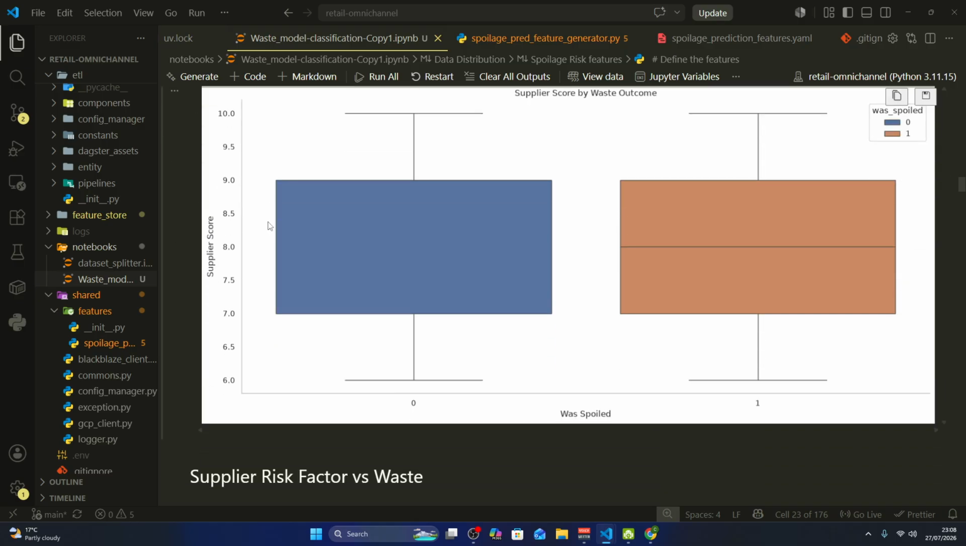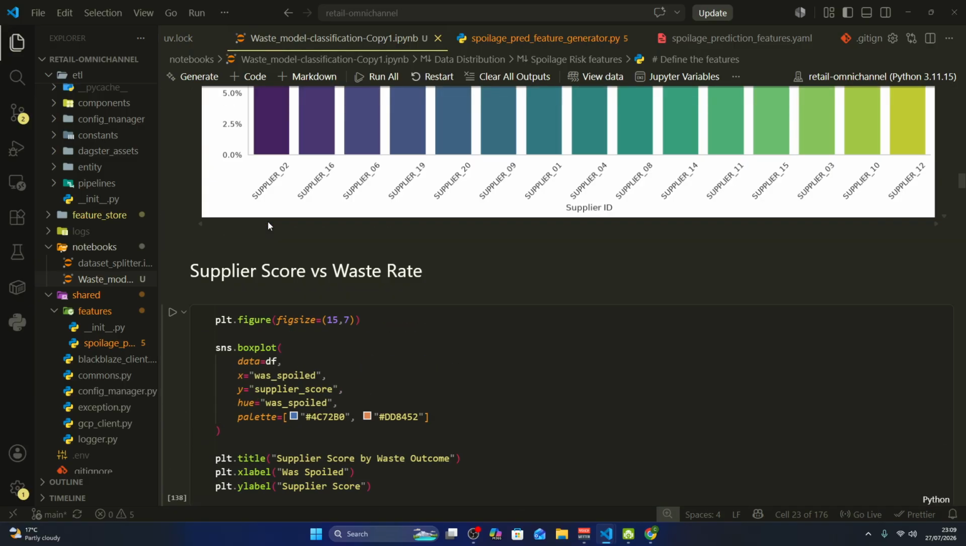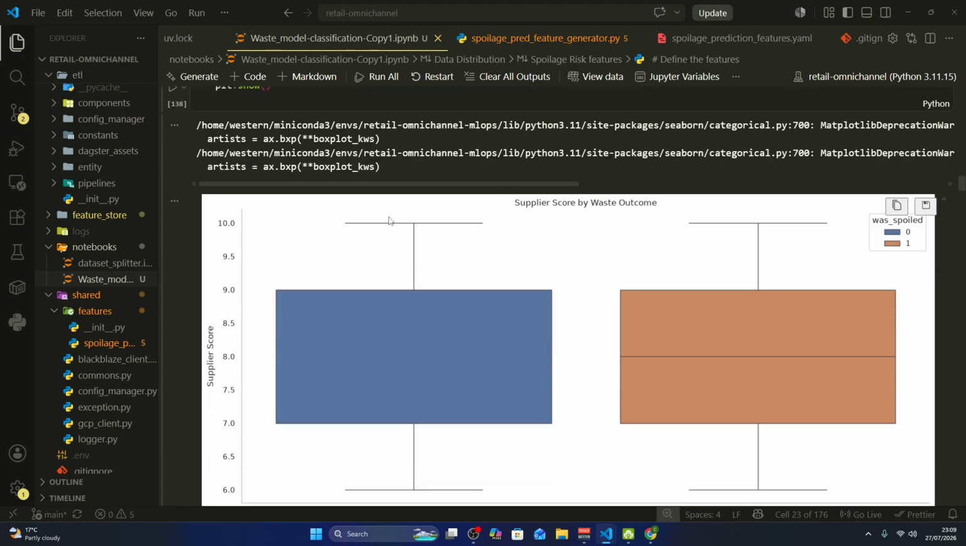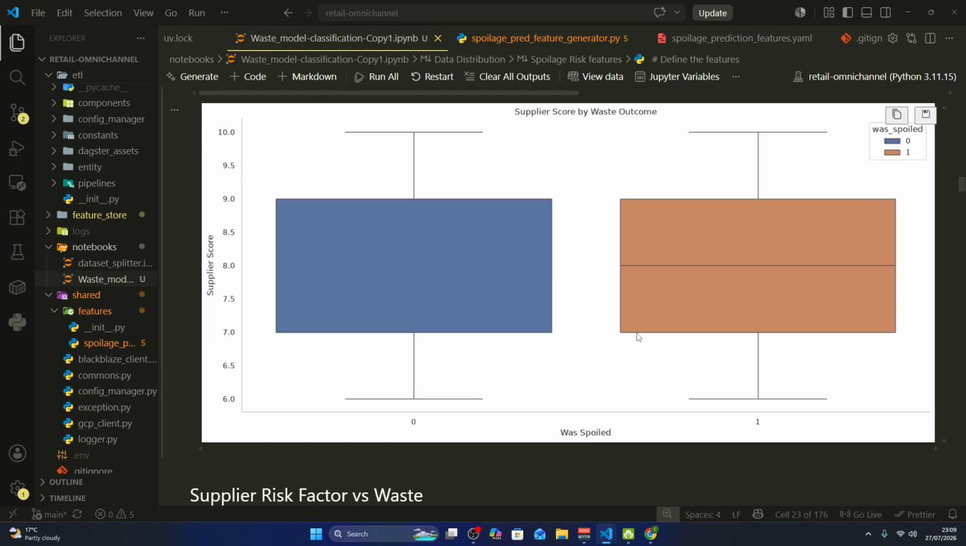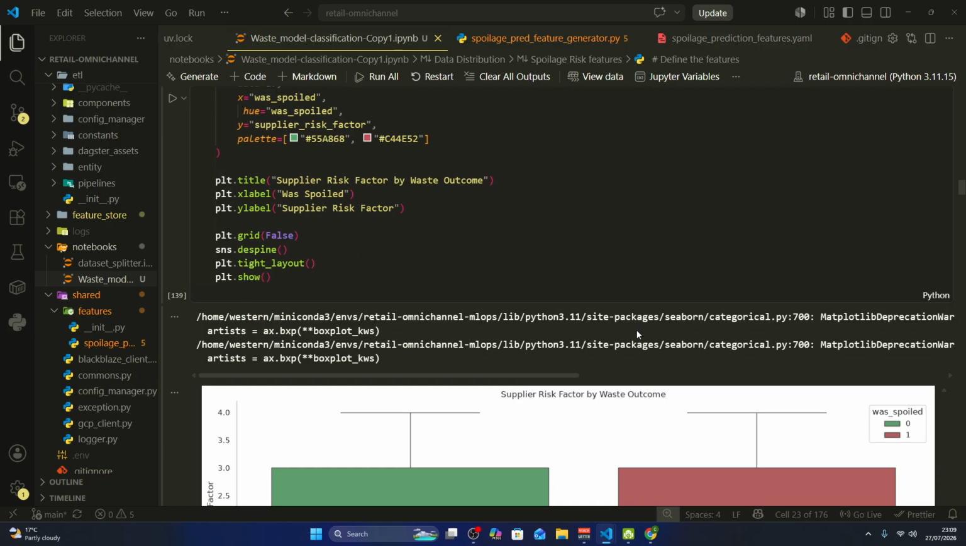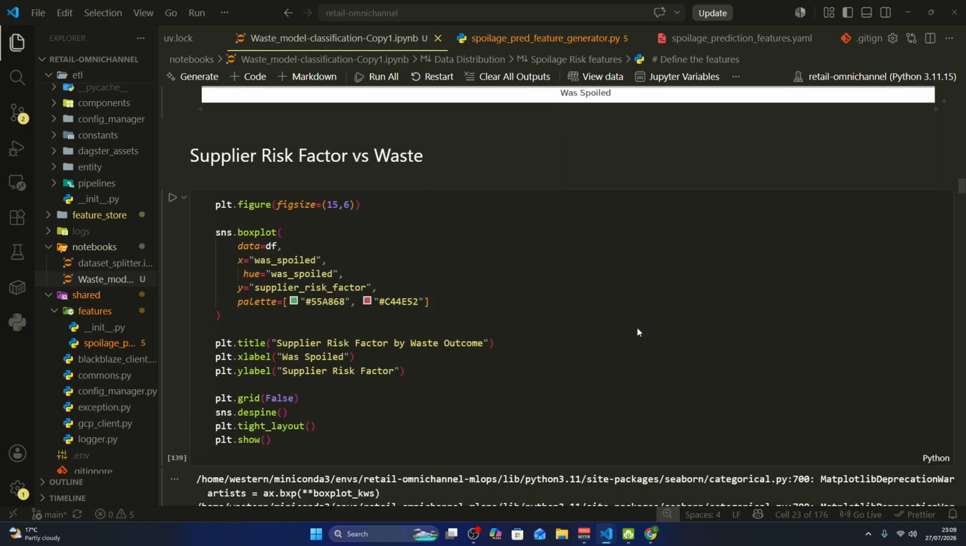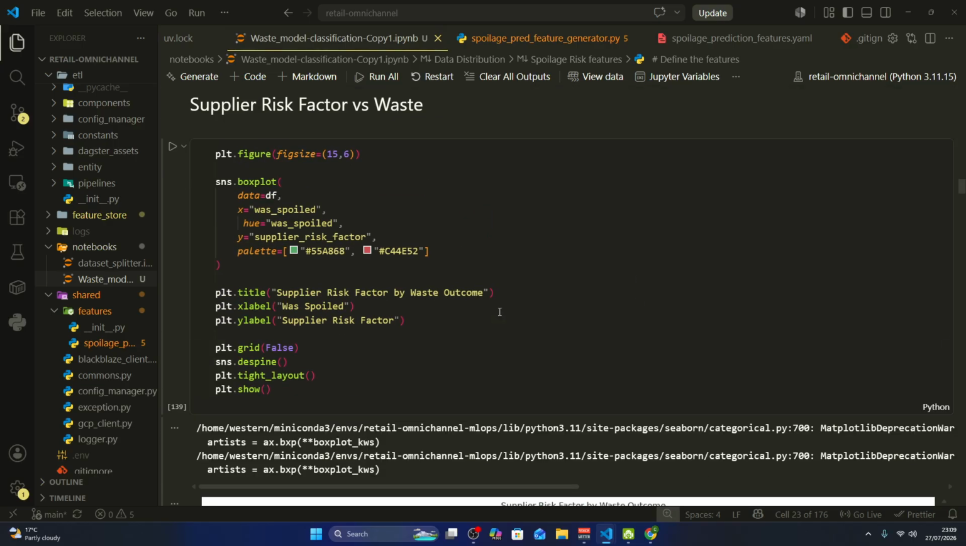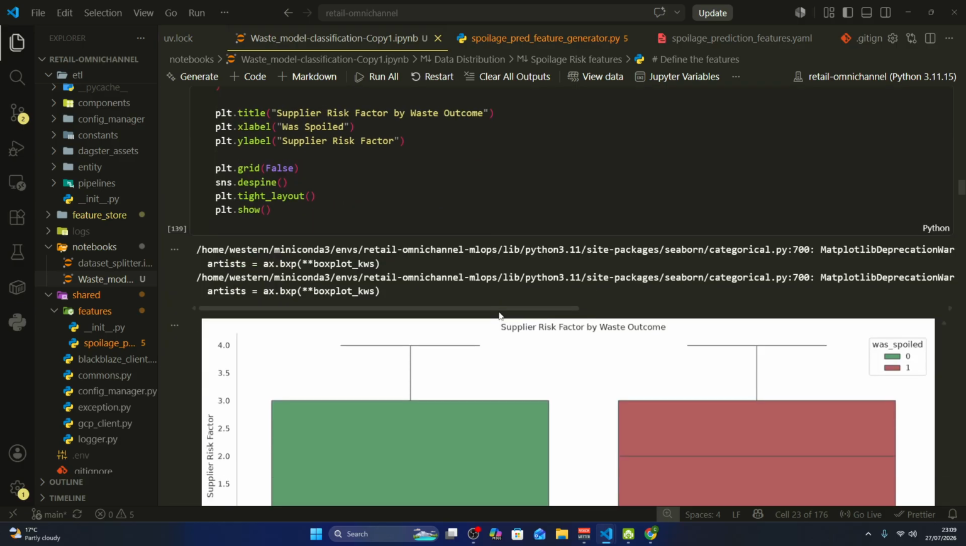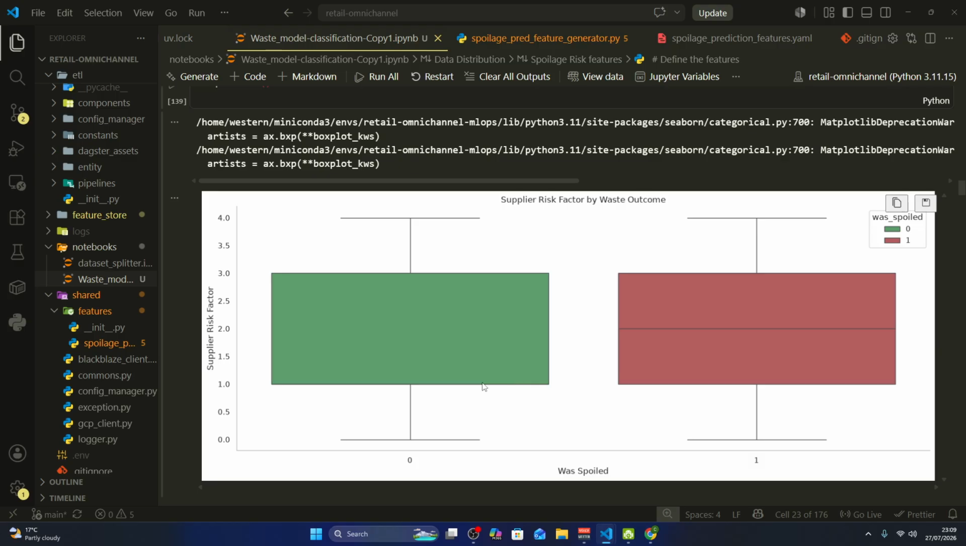Then again, this one we are looking at the supply score versus waste rate, almost the same. The distribution is almost the same. So again, maybe it's a feature we want to consider. A supply risk factor versus the waste. Yeah. So for the spoiled, you can see the median is about 2. But for the spoilage, I think they don't have a median.